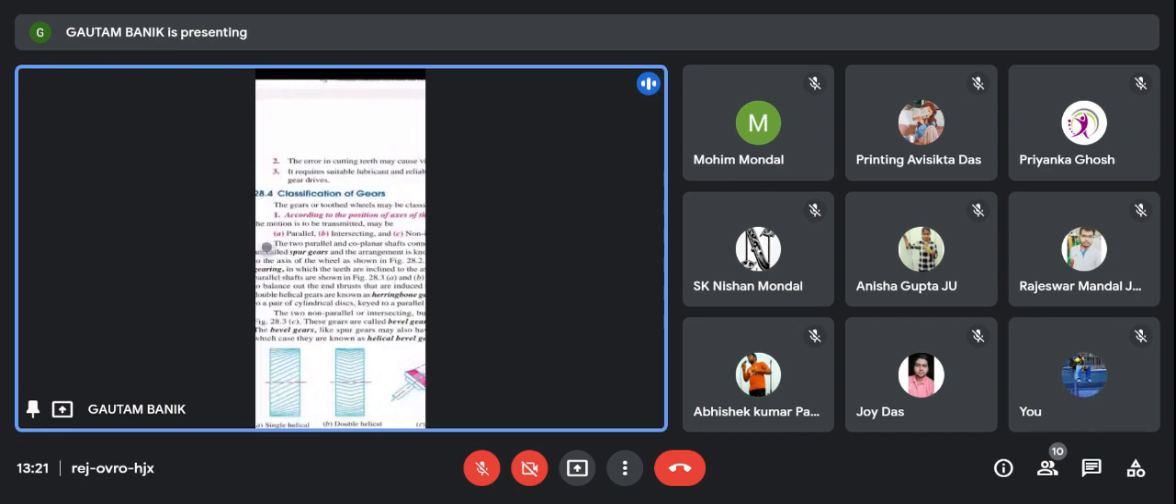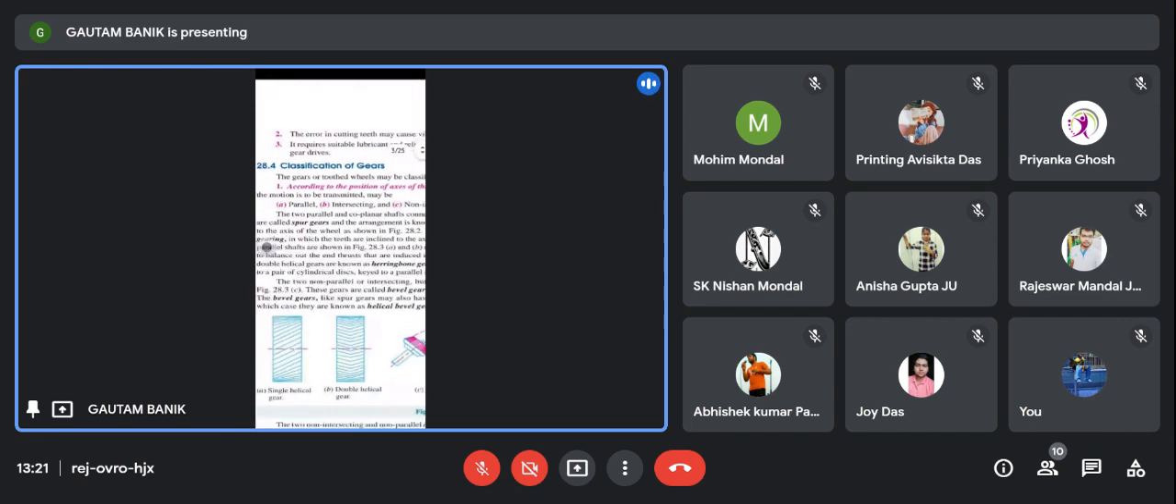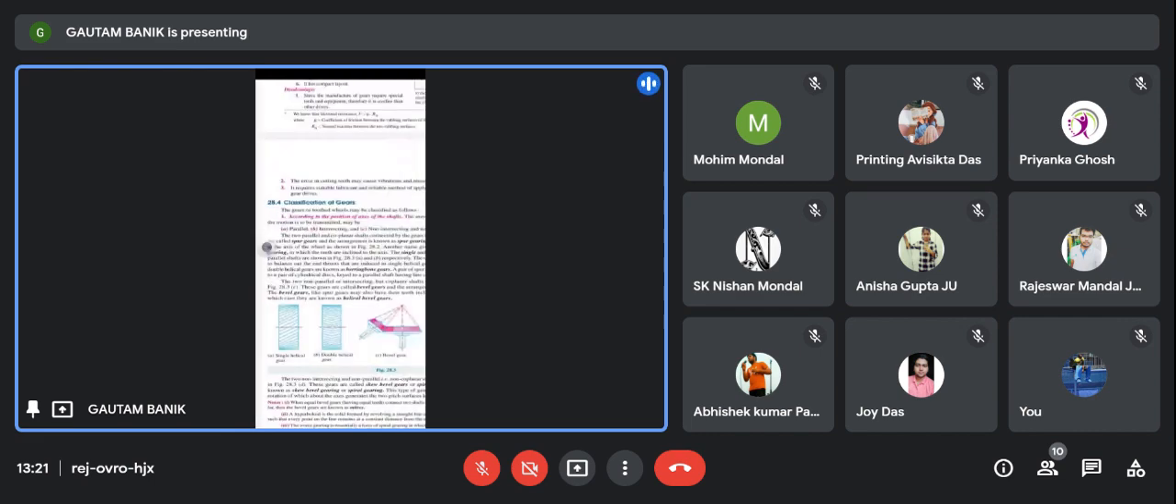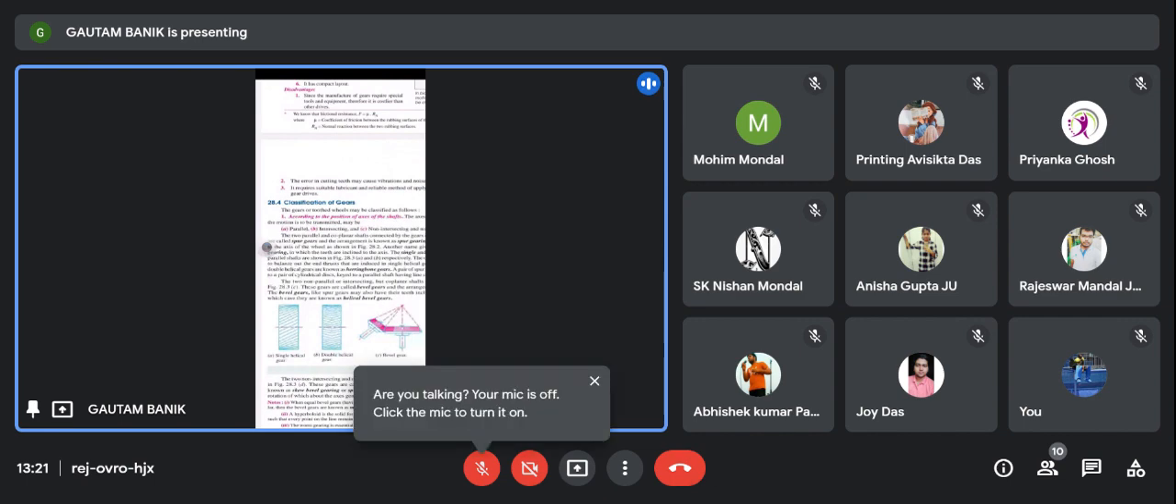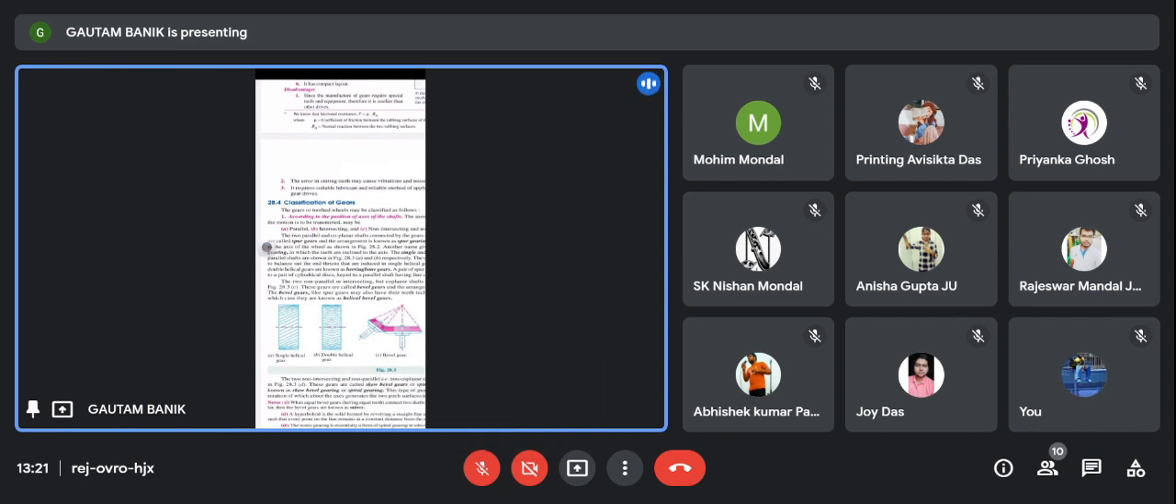These are the disadvantages of the gear drive. Now, the classification of the gears. There are several types of gears, but here we will study four types: spur gear, bevel gear, helical gear, and worm gear. It is actually called worm and worm wheel.